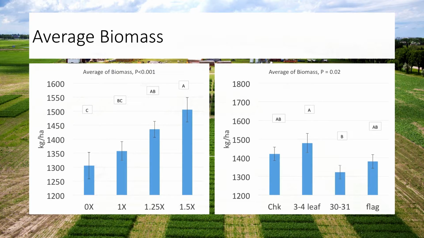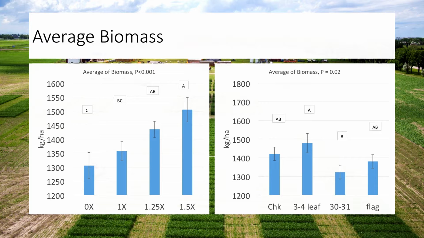So here we see the average biomass, on the left the fertility and on the right the timing. As we increase the fertility, we saw the biomass increase significantly. Then when we look at the application timings, we saw a nice numerical trend: at the 30 to 31, which is the ideal timing for manipulator, we saw a lower biomass. We saw it highest in the check and the 3 to 4 leaf, and then in between for the flag leaf. I don't think there was any statistical significance in this case, which kind of makes sense.